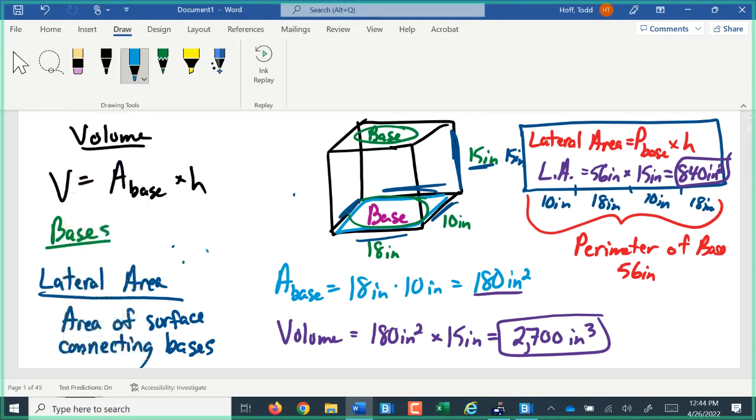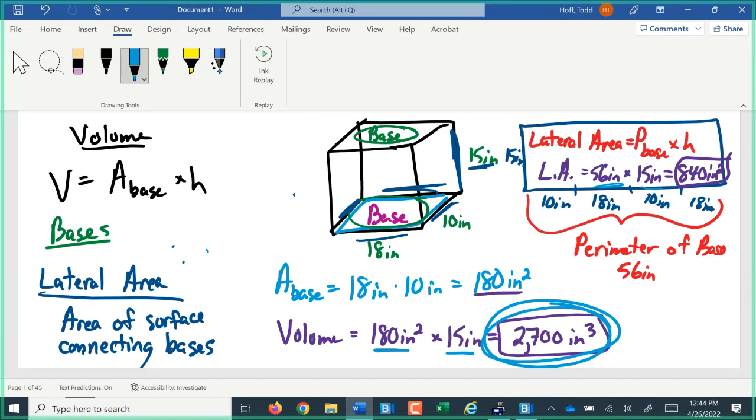So, but that is also the volume, correct? No. No, the volume is this. The volume is the area of the base times the height. This is the perimeter of the base times the height. So think of the volume, if I have a box, the volume is how much goes inside of it, right? Yeah. Lateral area is the amount of material it takes to wrap around the sides.